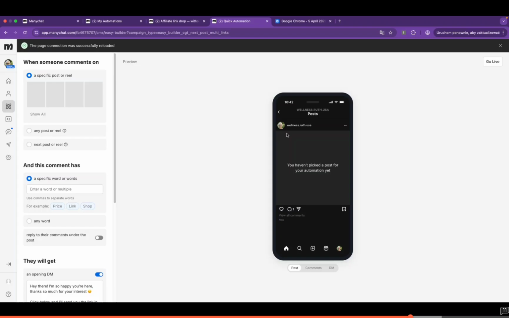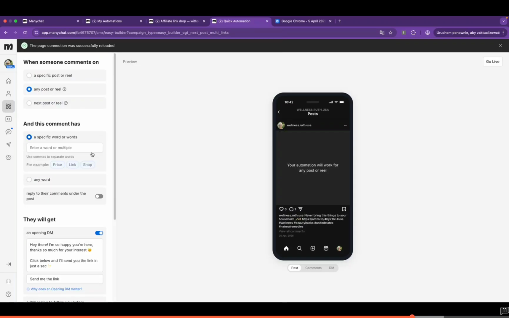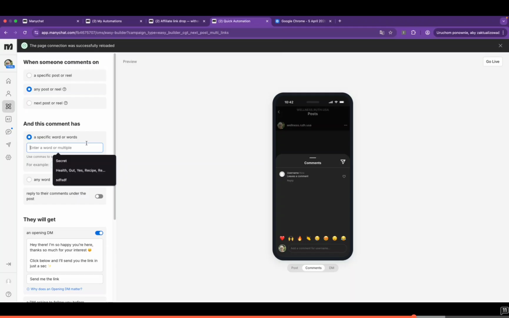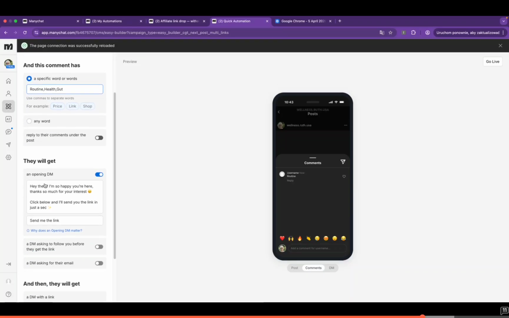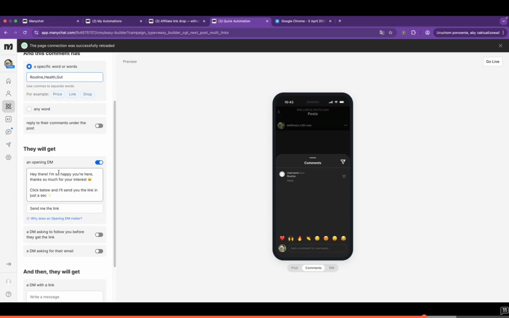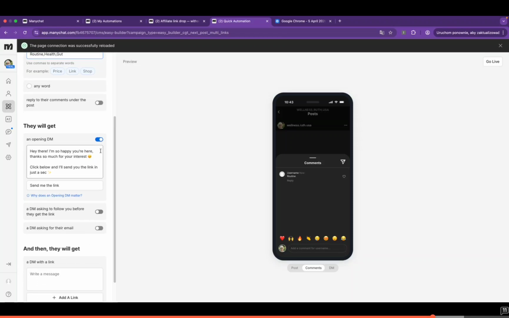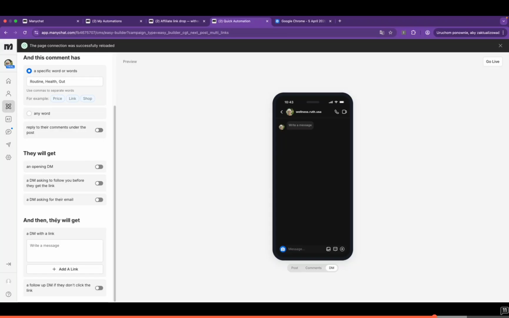So auto DM links from comments. Press here, any post or reel. And here are the trigger words. So if you remember the example from the video, it was routine, I think. So let's do routine, okay? If you want to do more words, just use a comma and say health, gut, whatever. Then you can do the opening DM, but it's not necessary. It's just so you send a message saying, hello, I saw you want to know my routine. If you are still interested, press the button below, and they will have the button that says send me the link, and then it will send them the next message. You can have it, you don't have to. Let's just not use it here.